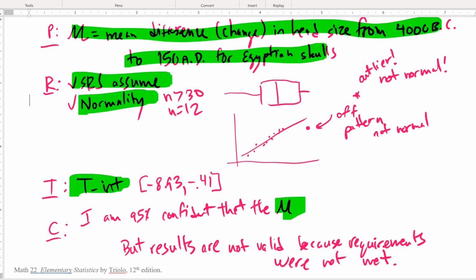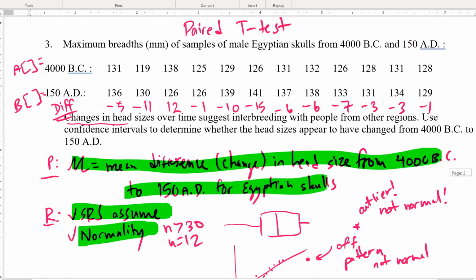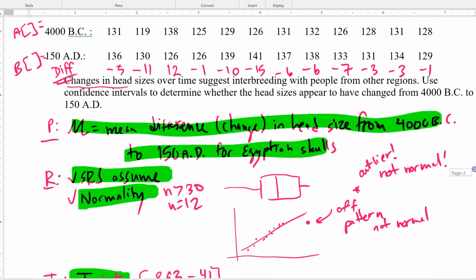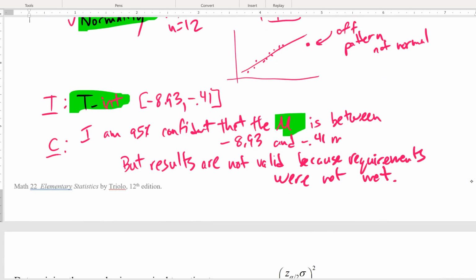That the mu is between negative 8.93 and negative 0.41, and I think we were dealing with centimeters probably, or millimeters. Okay? But the results are not valid because the requirements were not met.